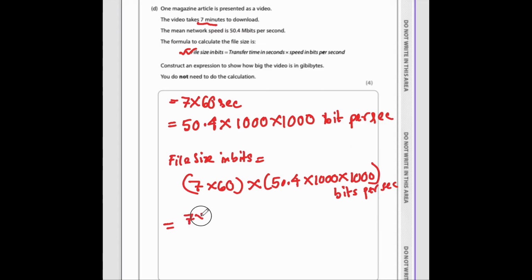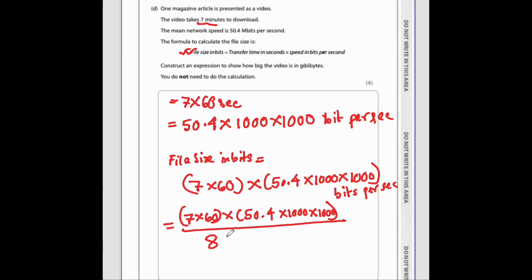Then the answer will be the same: 50.4 into 1000 into 1000. But when you want to convert bits to bytes, we have to divide by 8. We all know that, right? Then from this portion, we have to change it to GB. So for GB it is 1024 into 1024 into 1024. So this will be the expression.